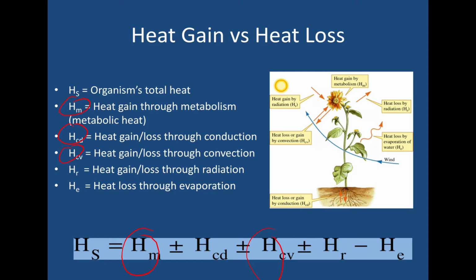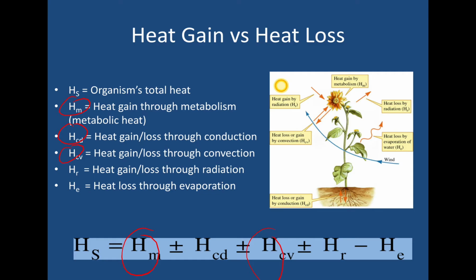through convection. So convection refers to the transfer of heat from an object to a fluid or a fluid to an object. Fluid in this case doesn't necessarily need to be a liquid. Okay, so it can be air. Well, it can also be water sometimes. Okay, so it's the transfer of heat from air to organism or water to organism. So that's HCV. And then we have HR, which is heat gain or heat loss through radiation.